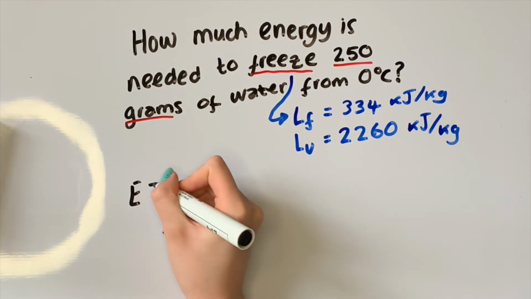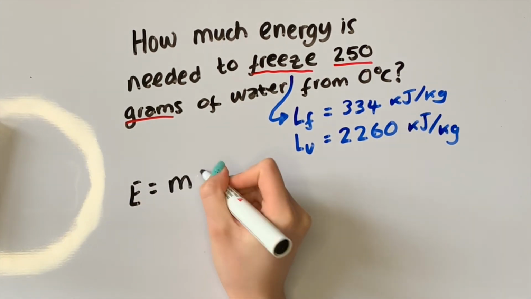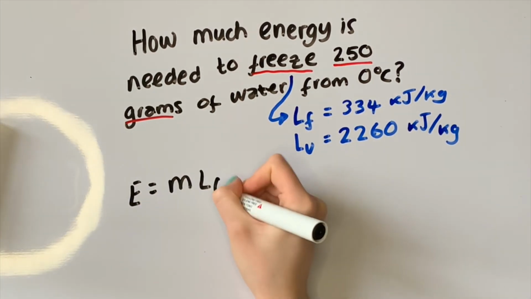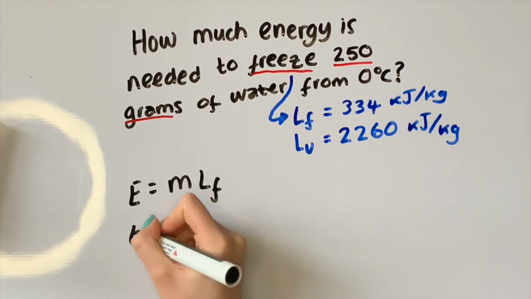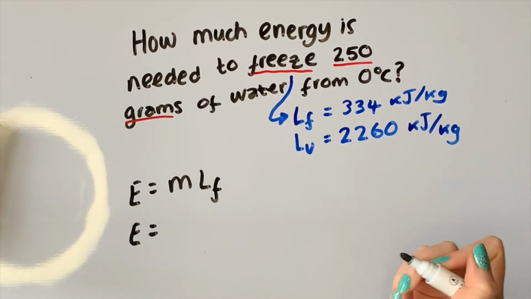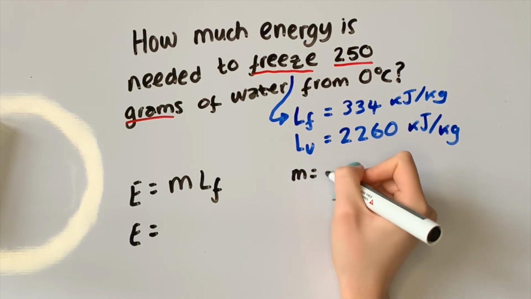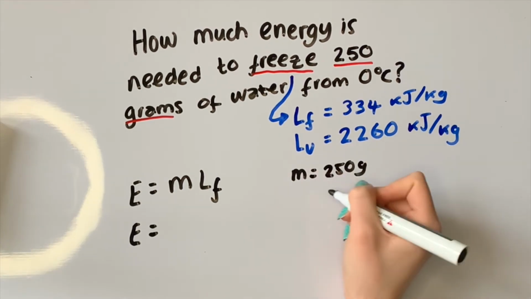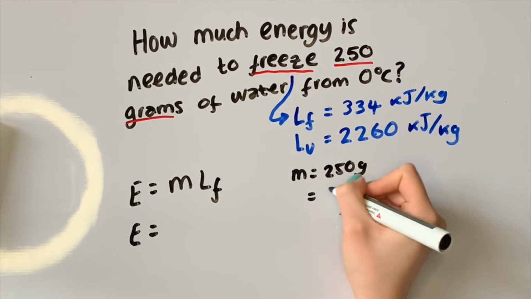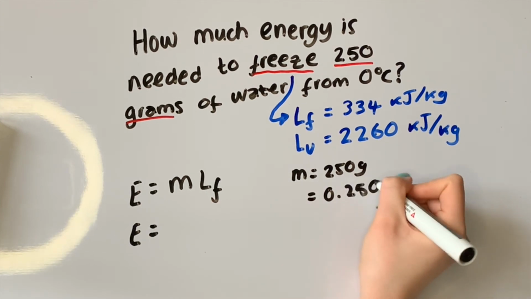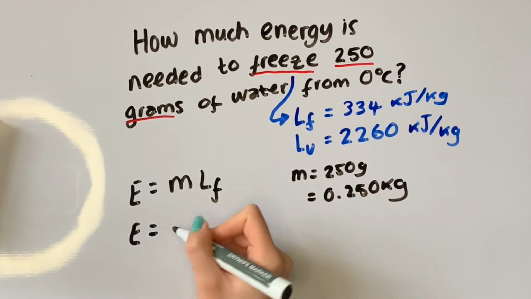Okay, so the next thing we need to do is write down our equation. And if you remember from earlier, that's E equals mL, and our L in this case is L_F because it's latent heat of fusion. Now we need to remember that our mass should be in kilograms. So let's divide 250 by 1,000 to get 0.25 kilograms.